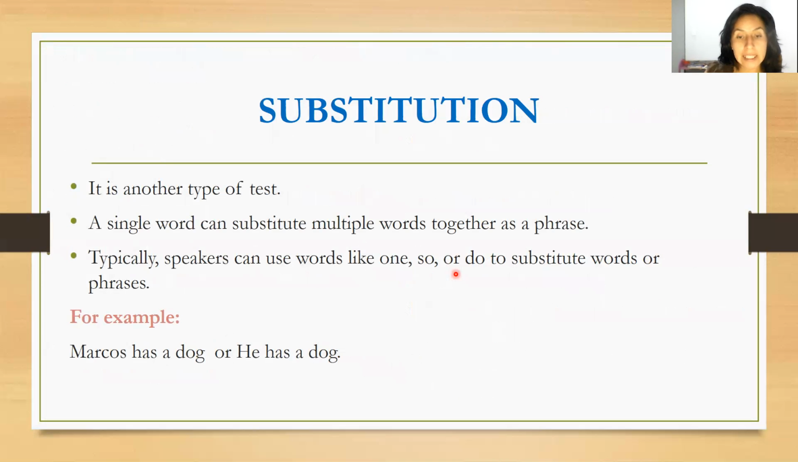Substitution. It is another type of test focused on analyzing that a single word can substitute multiple words together as a phrase. Typically, speakers can use words like one, so, or do to substitute words or phrases. For example, Marcos has a dog. He has a dog. So Marcos is a proper noun and it can be replaced by a personal pronoun.